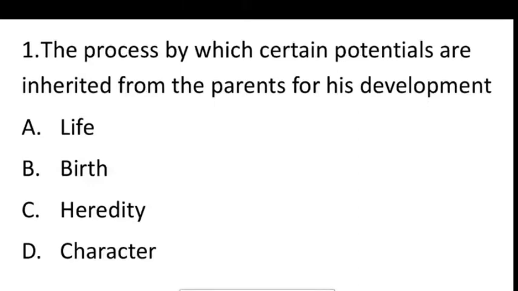So here you have the term process, okay, so it should be a process. And in this process, the potentials are inherited from the parents to the offspring for his development. Okay, so which one do you think is the correct answer? Is it life, birth, heredity, or character? Of course, as you see, letter D cannot be our answer because we're talking about process. Character is not a process, and hence, letter D should already be eliminated. Okay, the correct answer here would be letter C. That's right. Letter C, heredity, is the correct answer for number 1. Okay, we proceed to the next one.